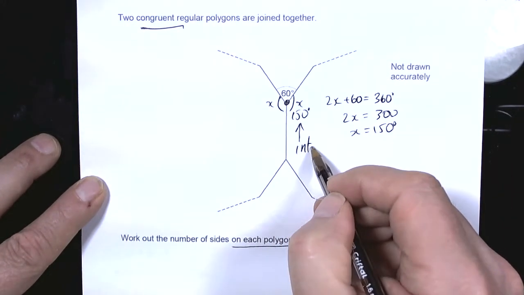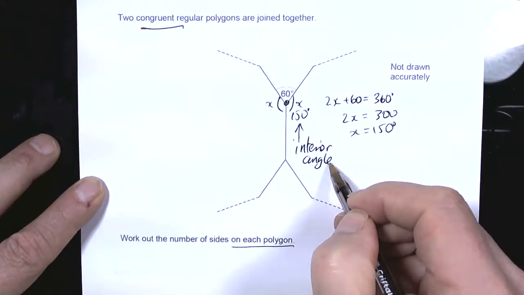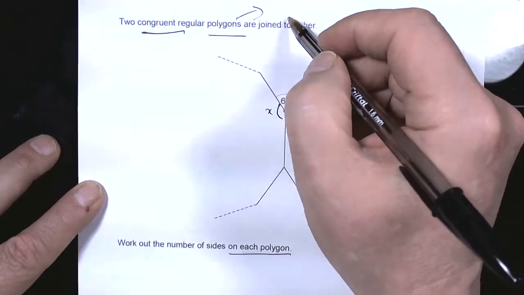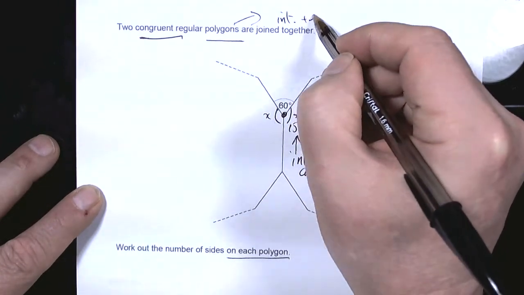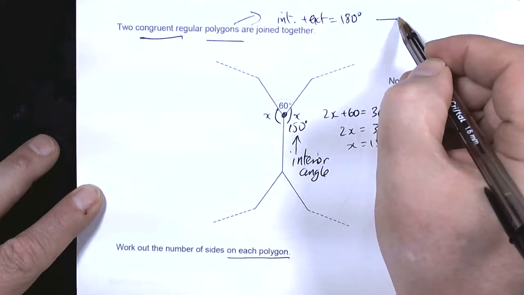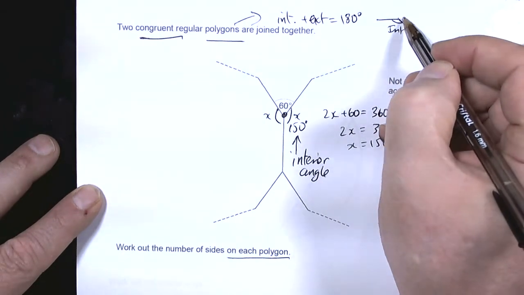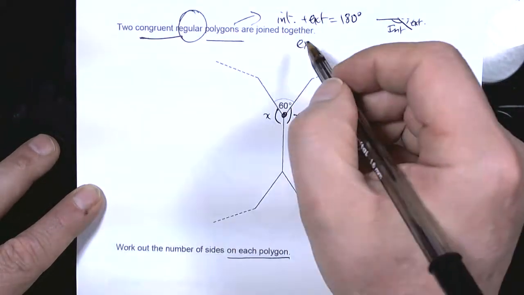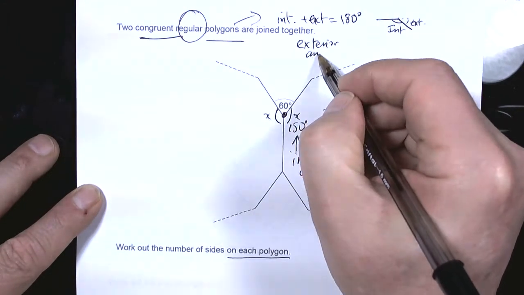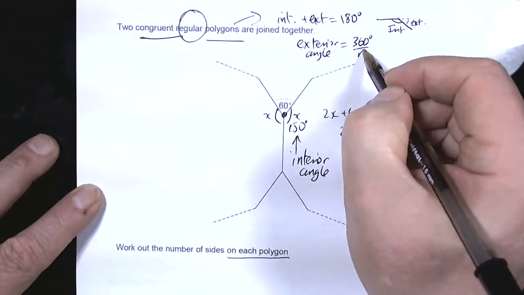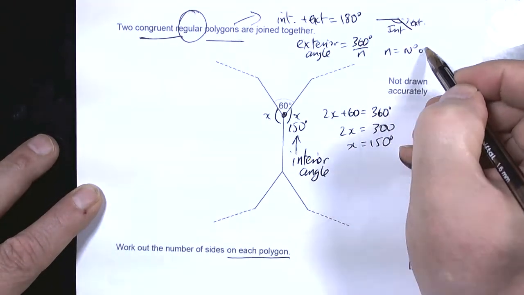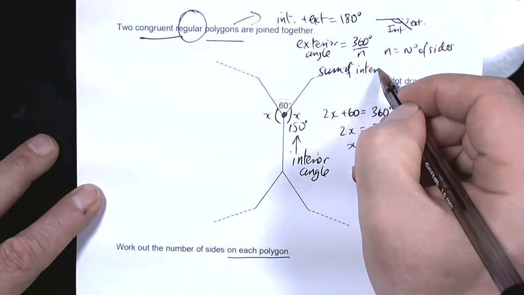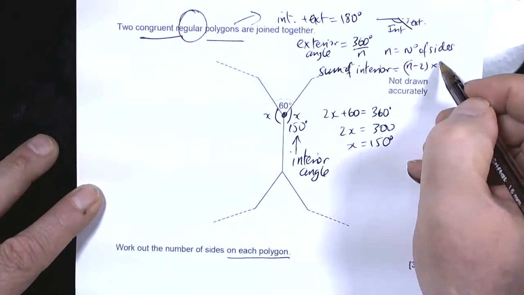And this is the interior angle of the polygon. And what we should remember is that when a question talks about polygons, the things we should know are things like the interior plus the exterior equals 180 degrees, because all polygons have straight sides, so we have an interior and an exterior, and they add up to 180 degrees. We should remember, because they're talking about regular, that the exterior angle is always equal to 360 divided by the number of sides. And the sum of interior angles is n minus 2 times 180.